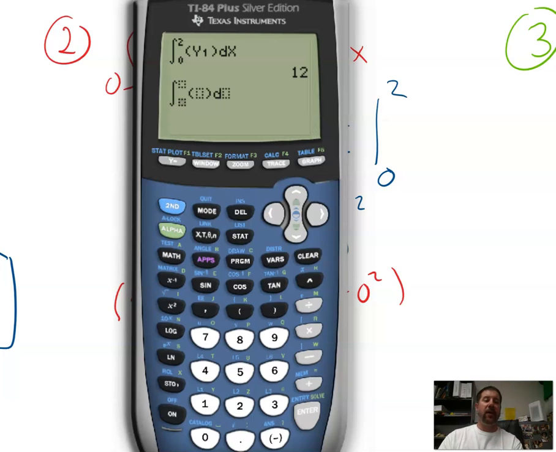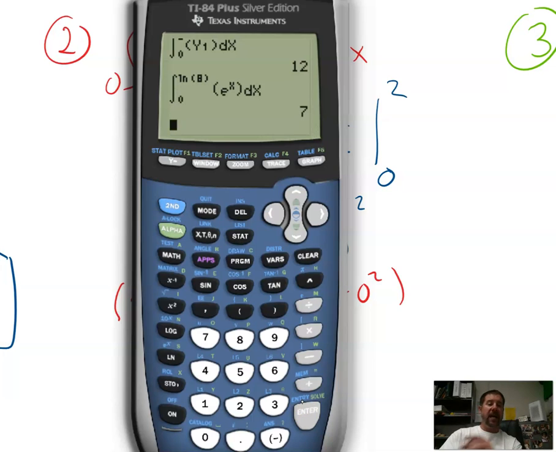Doing this again for problem number 3, we went from 0 to ln of 8, and our function was e to the x dx. And for that one, we got 7 as our answer. So you can type those in either way, but I wanted to show that to you.